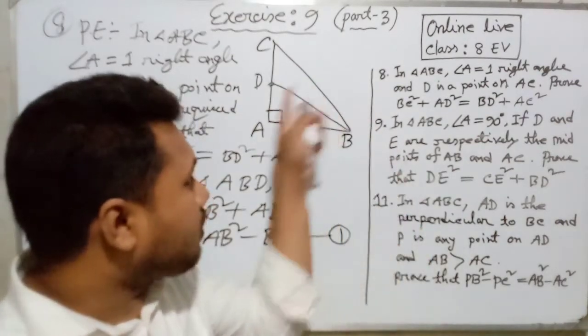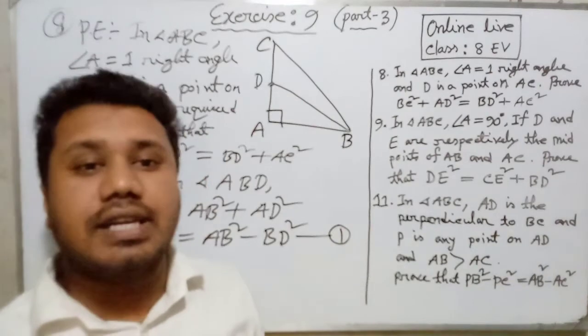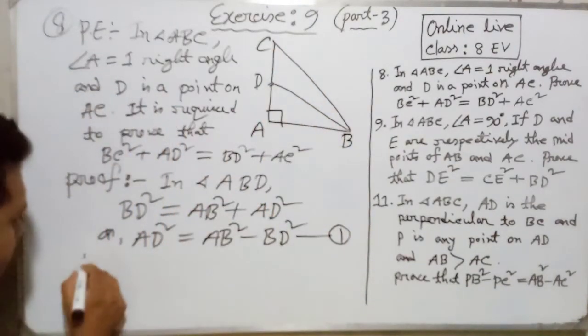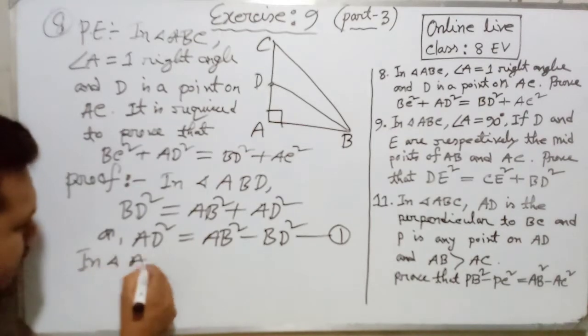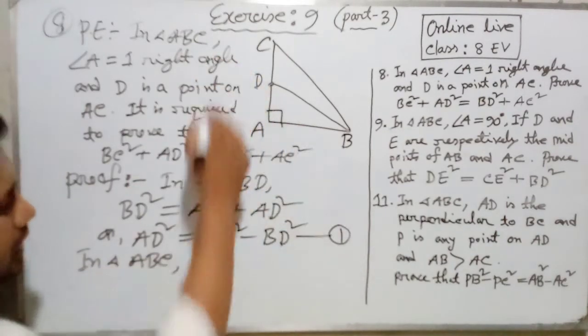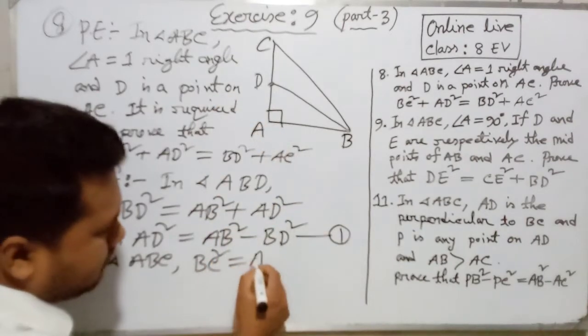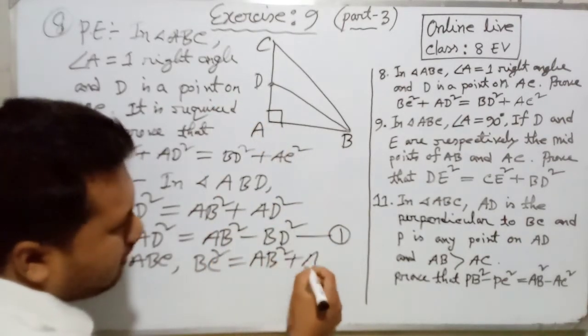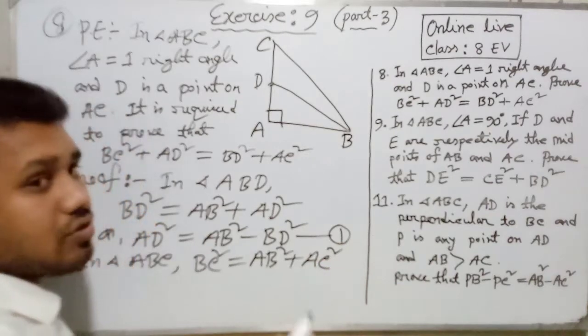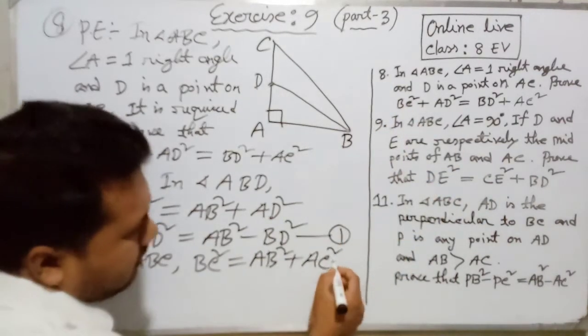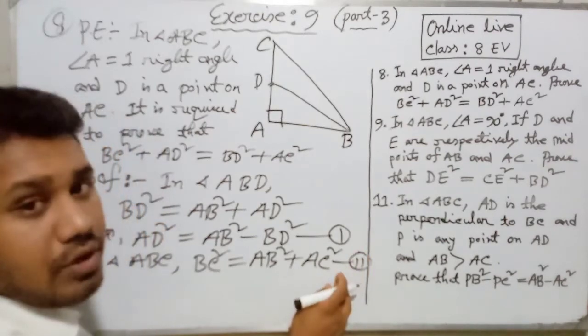Now dear students, look, another right angle triangle, this is ABC. So now we go to the other right angle triangle, triangle ABC. Here we can write BC square equals AB square plus AC square. Look, this is our BC square. Suppose this is equation number 2.